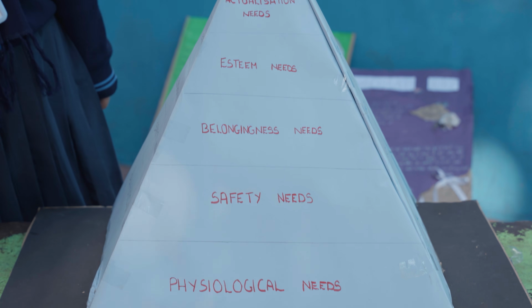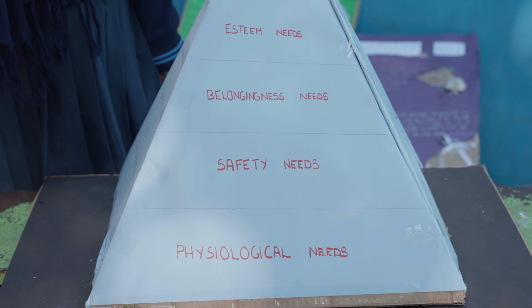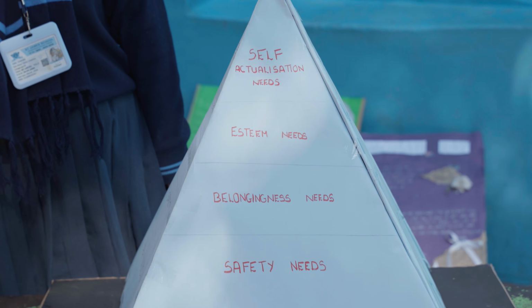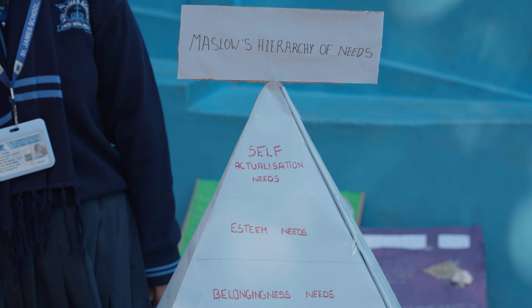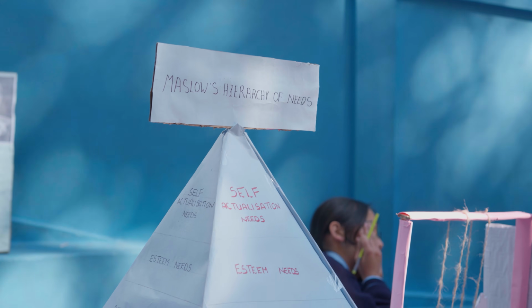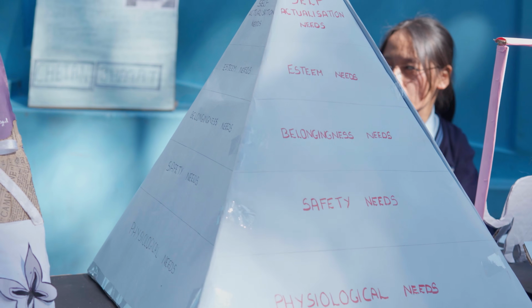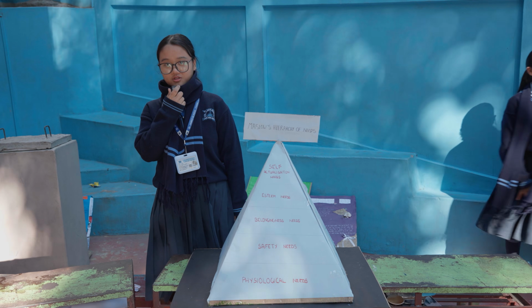And the second one is safety needs. It is like a shelter, a home. And the third one is belonging needs. It is like our friends, families, or loved ones. The fourth one is esteem needs. It is for our self-confidence and our personal growth. And the last one is self-actualization needs. It is achieving our dreams.